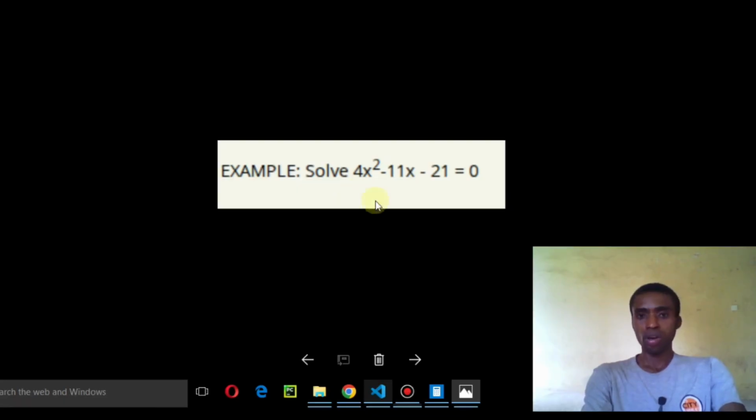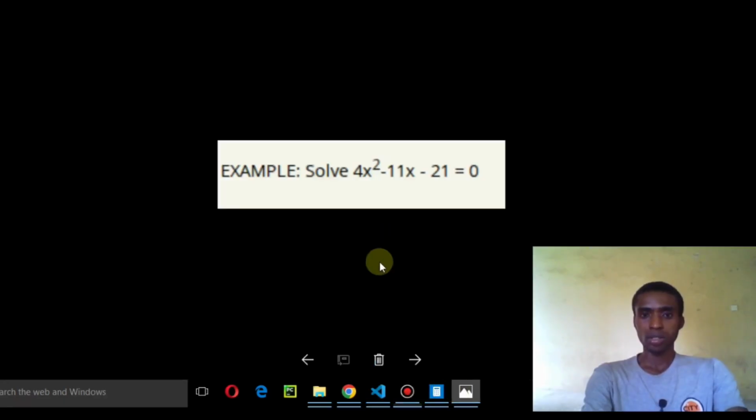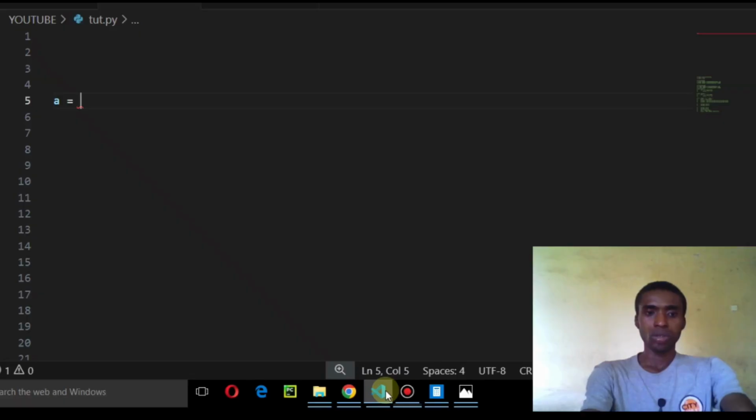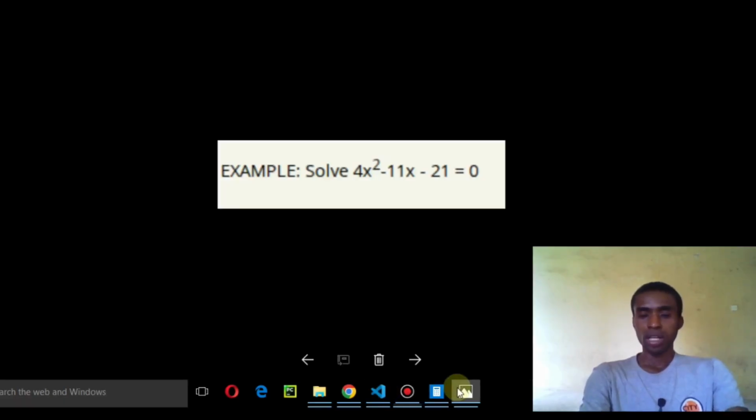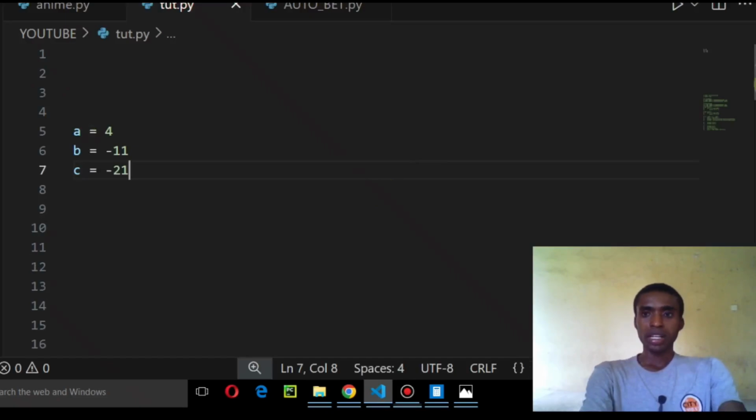When it comes to this quadratic equation, the 4x signifies our a, the minus 11x signifies our b, and minus 21 signifies our c. In this situation, you can let somebody enter the input, or you can decide not to collect input. In our case, we are going to set our a. What was our a actually? I forgot. It's 4. So a is going to be 4, our b was minus 11, and our c was minus 21. We're basically going to make use of these values to solve this.